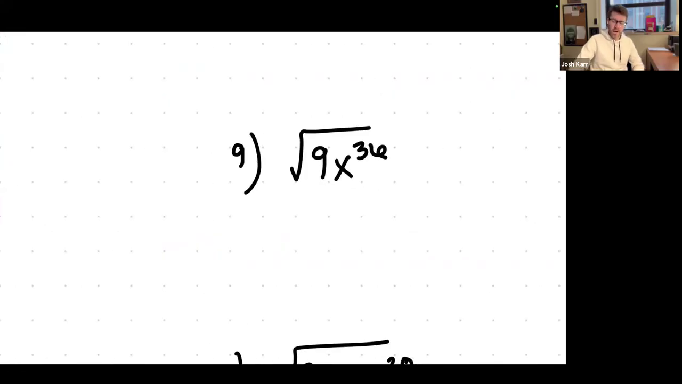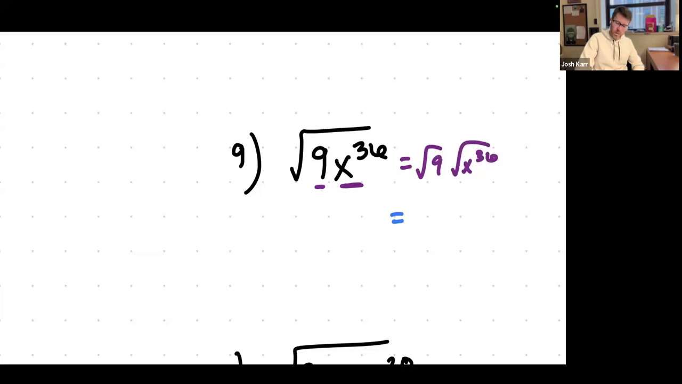So we've got square root of 9 x to the 36th. Just like we continue to do, we're going to look at these two things separately, right? We've got a 9. Let's do the square root of that. And then we got x to the 36. Let's take the square root of that. So if you want to, you can write these separately and then just work with each of them.